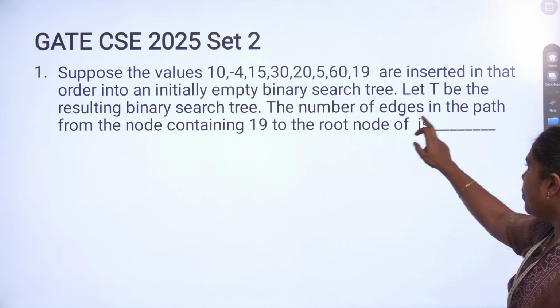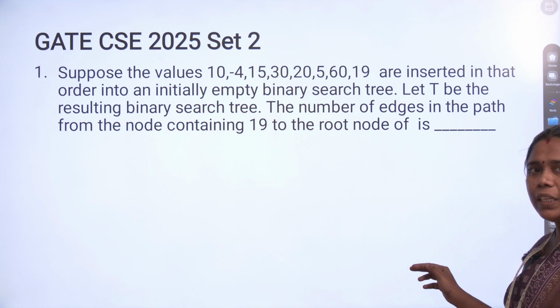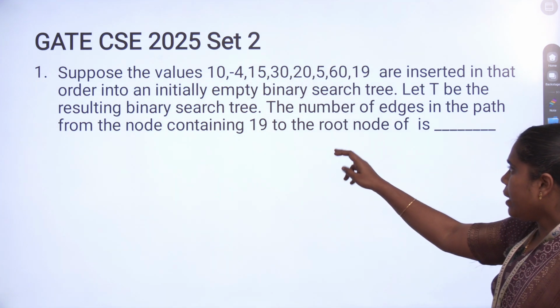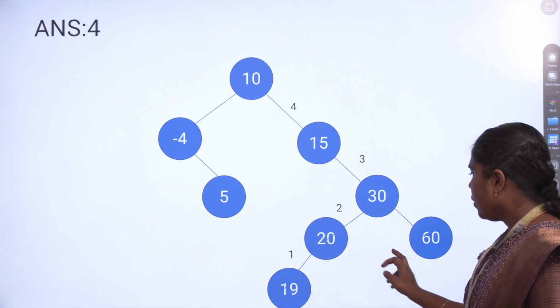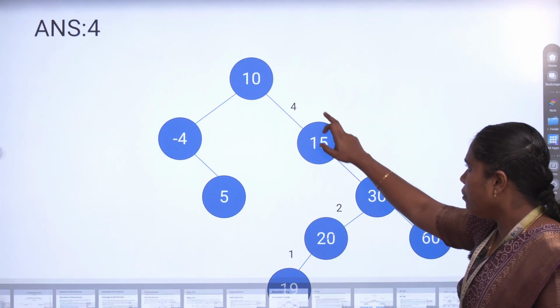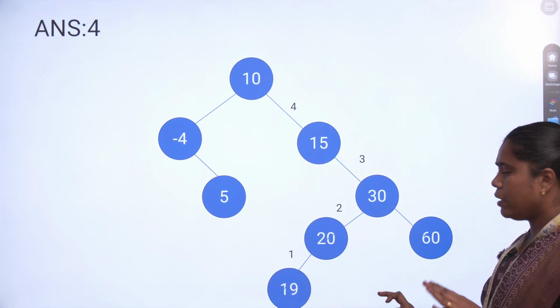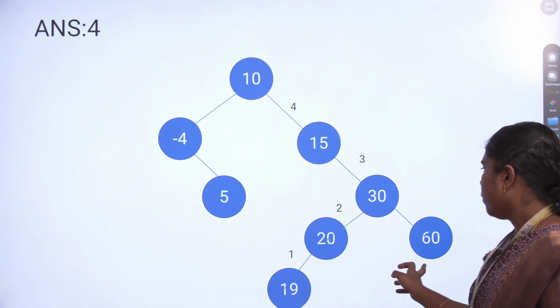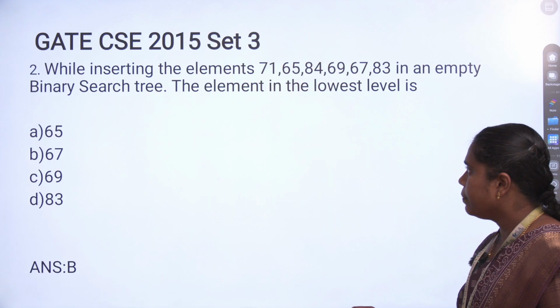So what is the question? The number of edges in the path from the node containing the element 19 to the root node. So the node 19 is present here. So from there 1, 2, 3, 4. So the number of levels present is 4. The answer is 4. Now we will move on to the next question.